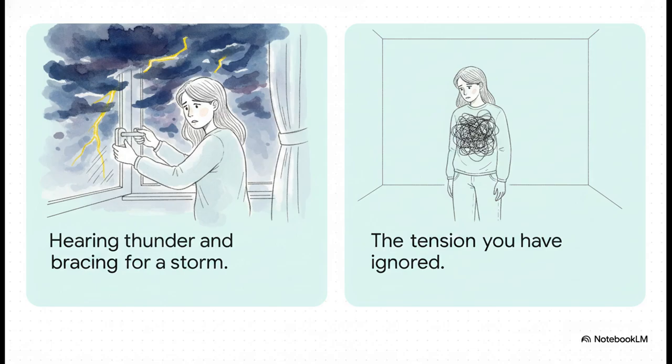The text brilliantly illustrates our natural tendency to look for physical threats outside of ourselves, mostly just to avoid dealing with the internal ones. Like we might hear thunder and immediately start bracing for a storm, locking windows, preparing for a physical impact. But in reality, that thunder is actually the tension you've completely ignored. You aren't keeping the weather out, you're just distracting yourself from the unresolved feelings building up inside.